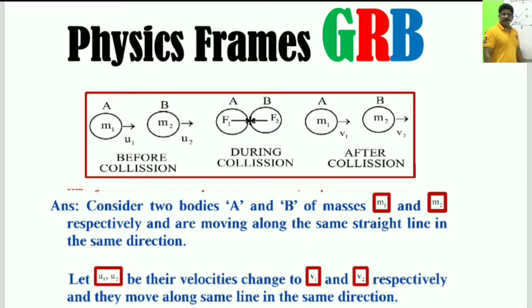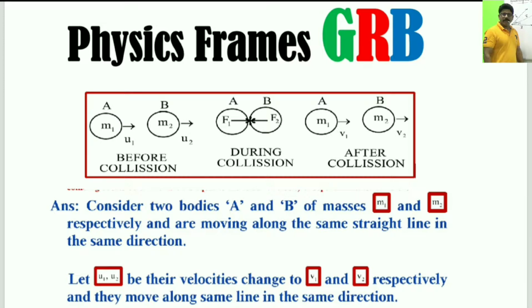In this diagram, two bodies of masses m1 and m2, which are A and B, are initially moving with initial velocities u1 and u2. This is before collision. During the collision, F1 is the force acting on the second body and F2 is the force acting on the first body. Then after collision, body A is moving with velocity v1 and body B is moving with velocity v2. That is after collision. So when you carefully observe, before collision the initial velocities are u1, u2 and after collision the velocities are v1, v2.